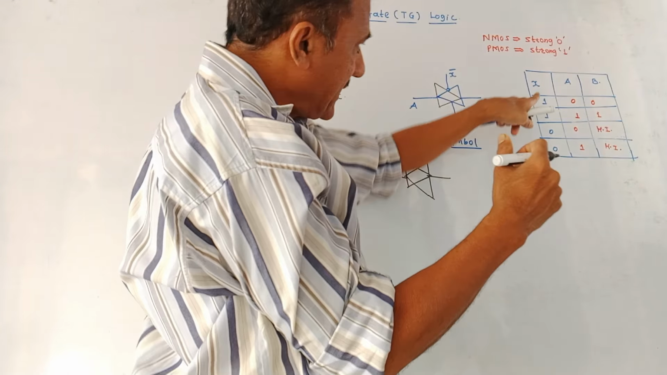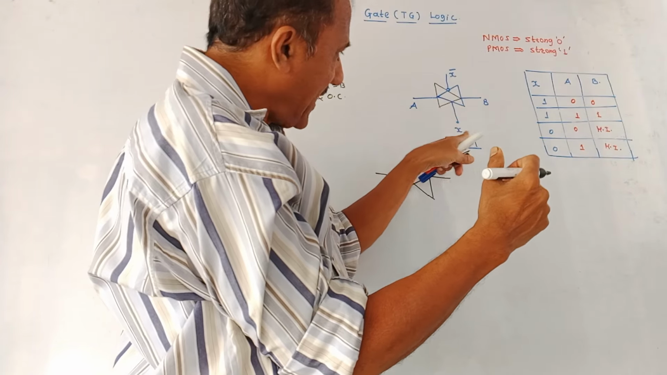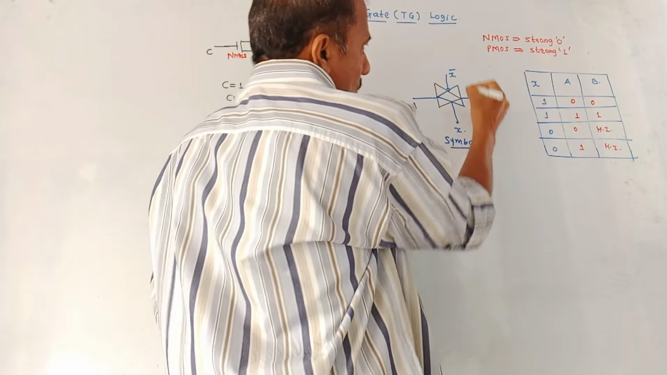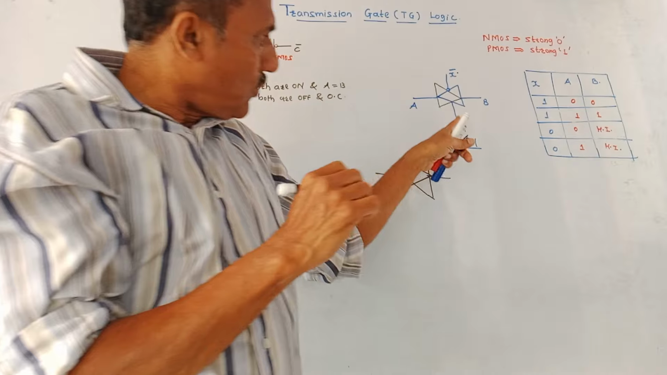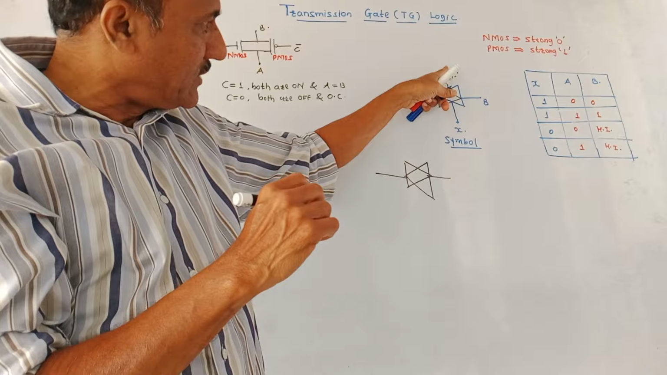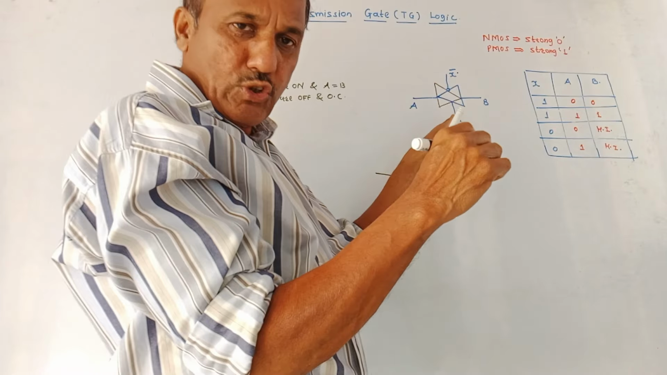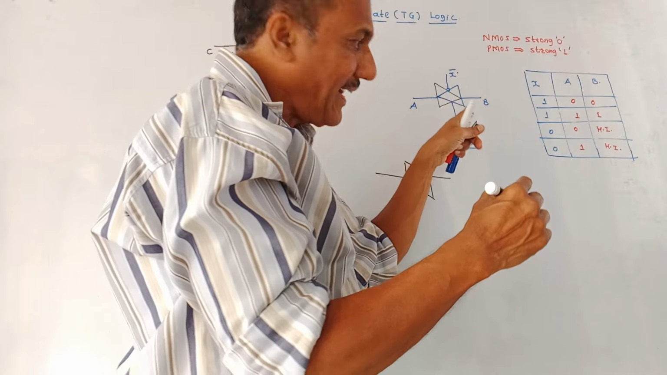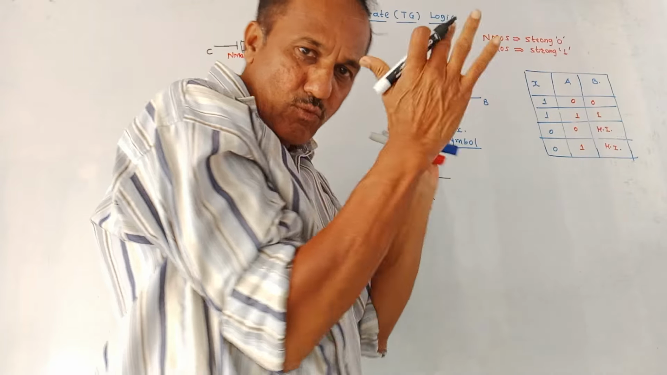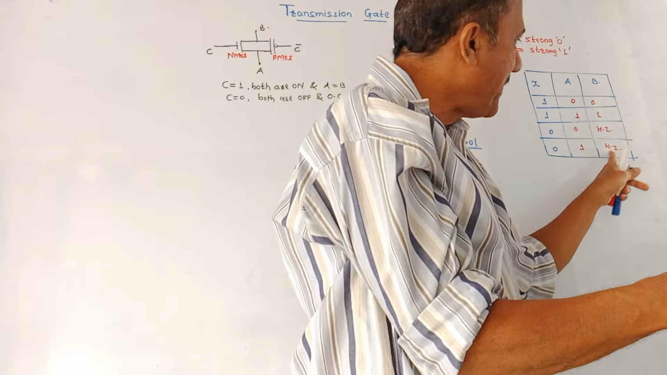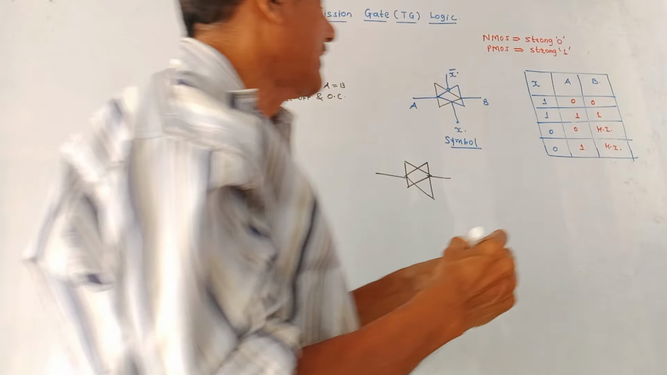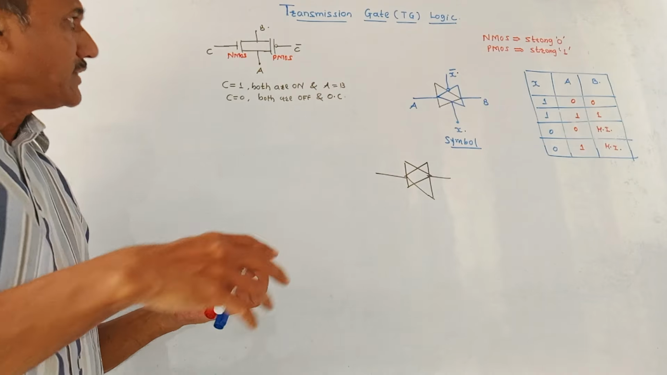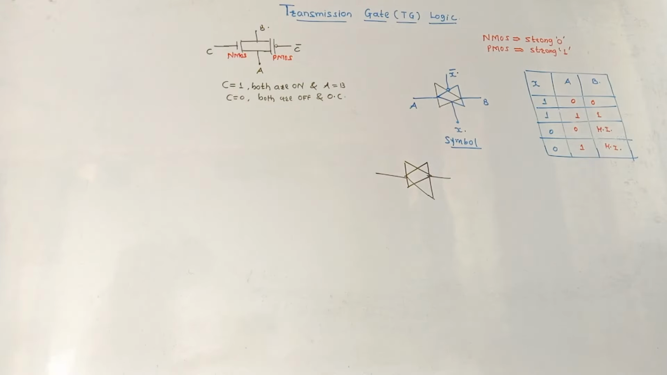Now, this is the case when X is equal to 1. If X is 0, X bar becomes 1. Since X is 0 and X bar is 1, both NMOS and PMOS are off, so the gate will be open, and in that case the circuit works as a high impedance state circuit. So this is the way the transmission gate logic works.